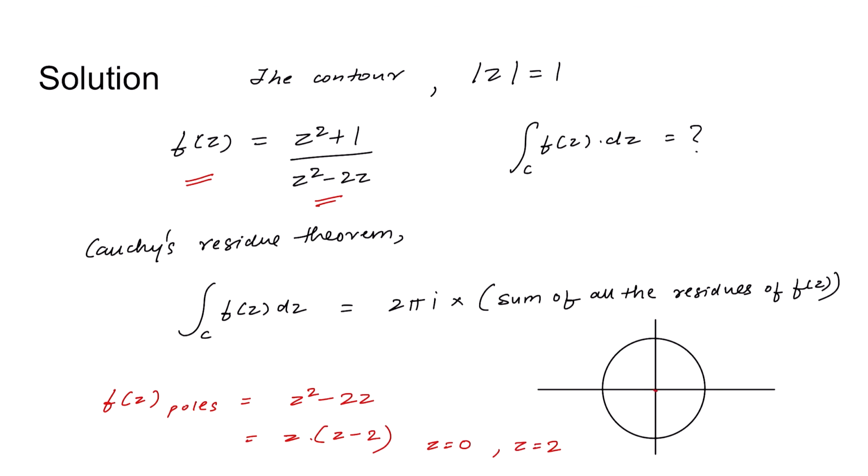As this is a unit circle, this is 1, z equal to 2 lies here, and z equal to 0 lies here. So as z equal to 2 lies outside this contour, which is anti-clockwise, it is not of interest. Only point of interest is z equal to 0.